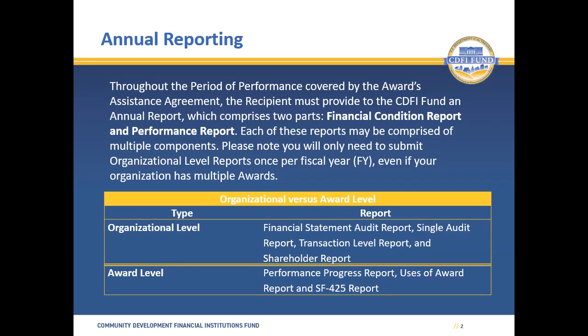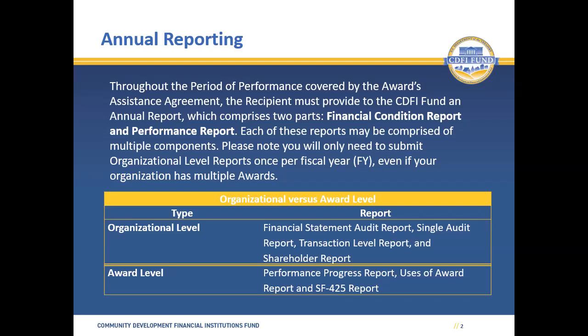Throughout the period of performance covered by the award's assistance agreement, recipients must provide to the CDFI Fund an annual report, which comprises two parts: the financial condition reports and the performance reports. Each of these reports may be comprised of multiple components.